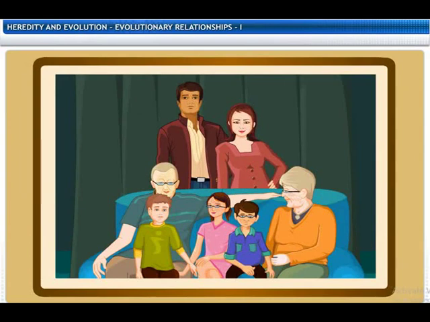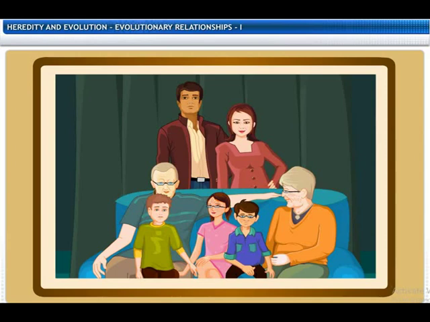Sarah and her brother both have freckles on their faces and wear glasses. As you can see, they get their freckles and their eyesight from their parents. This is because Sarah and her brother have common ancestors, their grandparents. This is an example of the fact that all life on Earth is descended from a common ancestor.